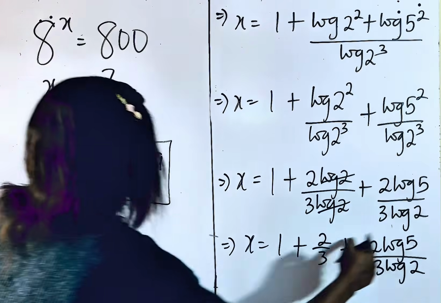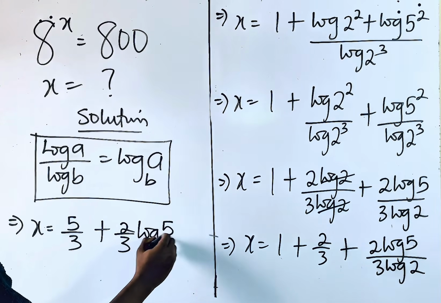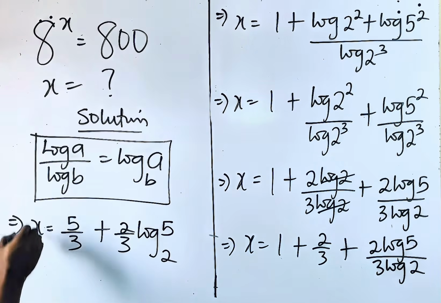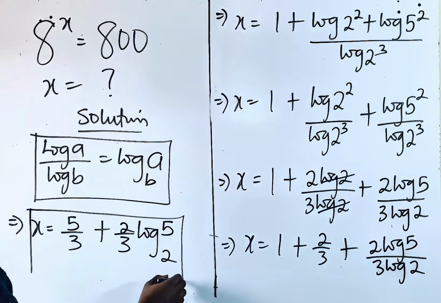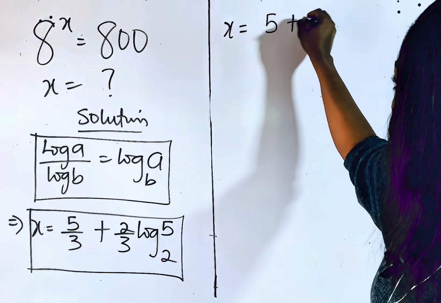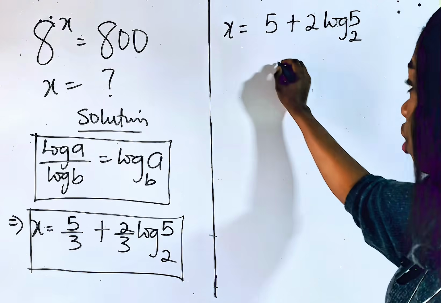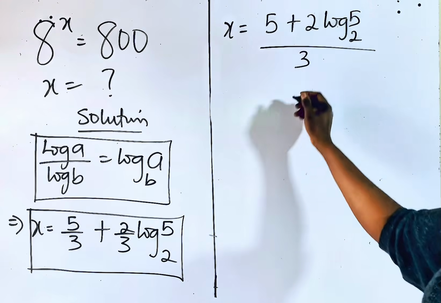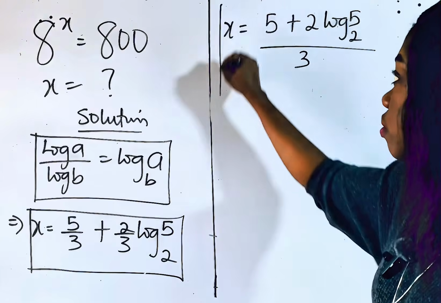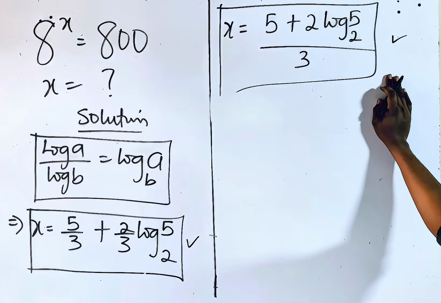Now for this, we apply this rule. So it's going to give us 2/3 of log 5 base 2. And this gives us the simplified value of x, which you can also write in this form as x is equal to 5 plus 2 log 5 base 2 divided by 3. So this and this are the same. Either you go with this value or you go with this, they are both the same.